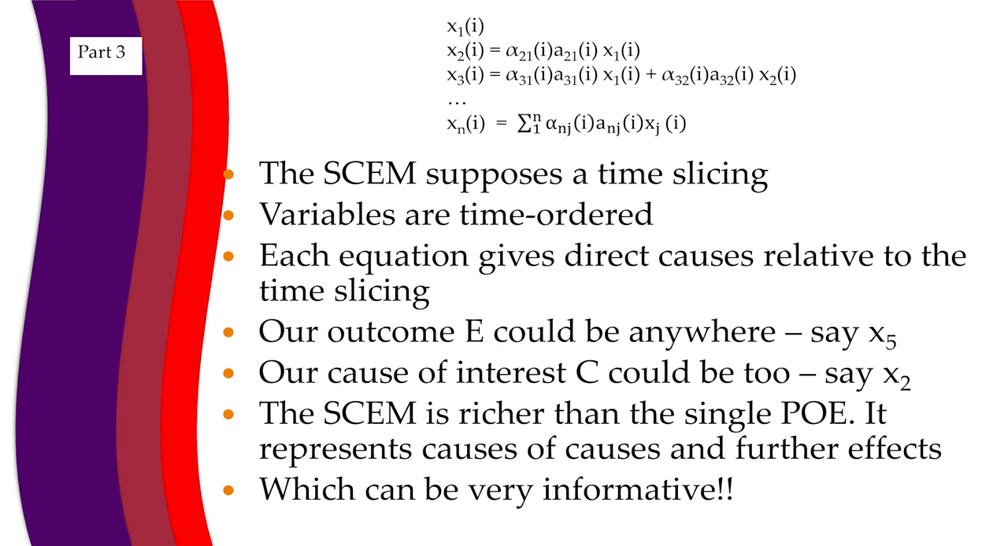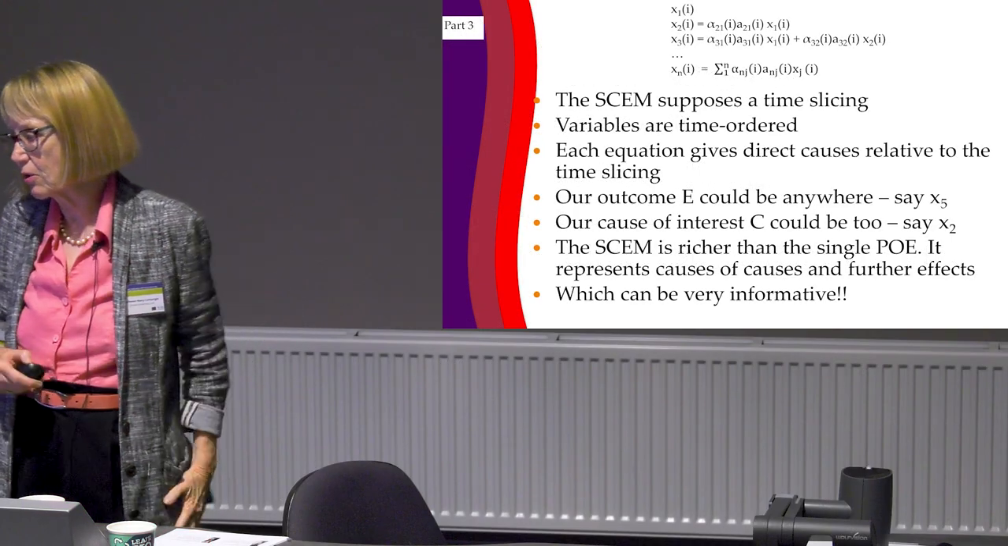And then we're going to assume, just for the notation, that the variables are time ordered, which is why, since these are causal equations, we have the triangular form, because nothing later causes anything earlier. Each equation gives the direct causes relative to the time slicing, whereas the potential outcome equation just lumps together a bunch of sufficient causes. They're not necessarily direct causes.